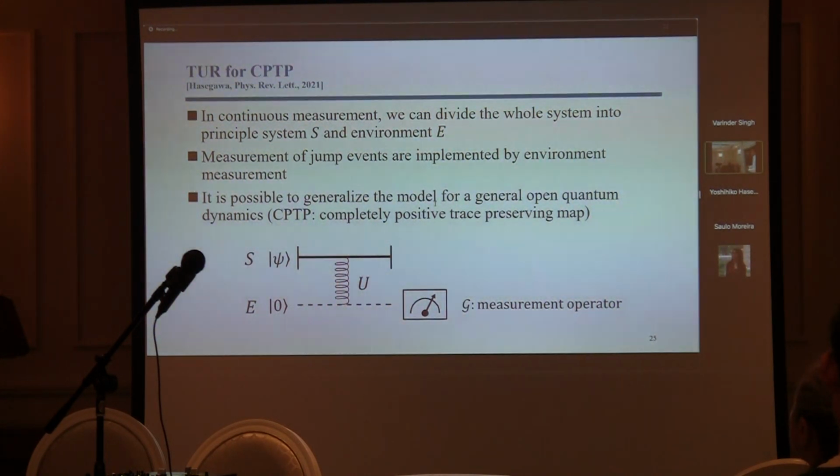So this scenario can be generalized to this very simple model. We have a system whose initial state is psi, and an environment whose initial state is 0. And S and E interact via unitary operator U, and we measure the environment after the interaction. So this is nothing but a general CPTP map.